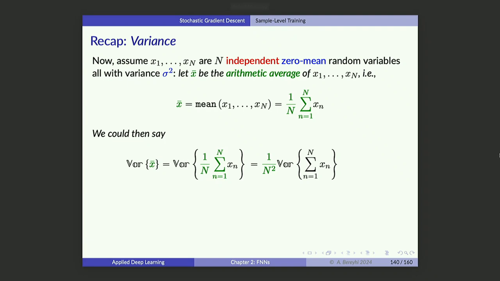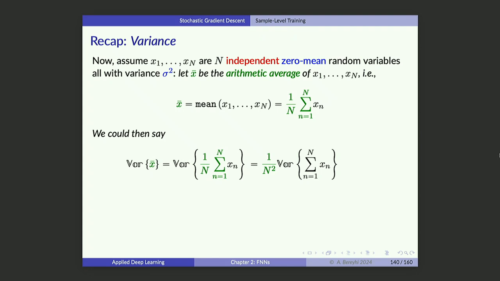What do I mean by arithmetic averaging? I simply mean this mean operation I showed you. I get all of them, add them up, divide by the number of them. So if I have n different independent samples, I just add those samples and divide by the number of the samples. That is what I mean by arithmetic averaging. Now, what's going to be the variance of this average?